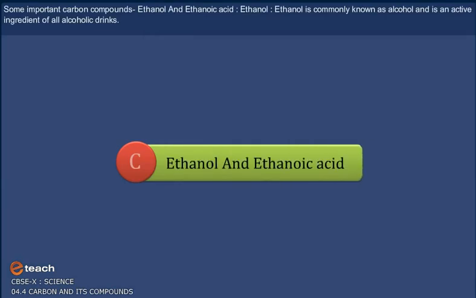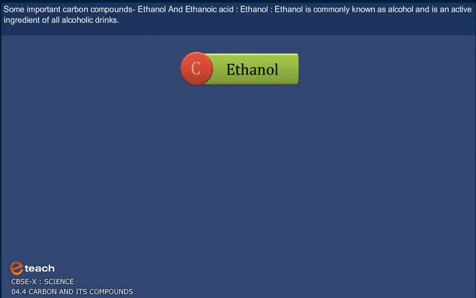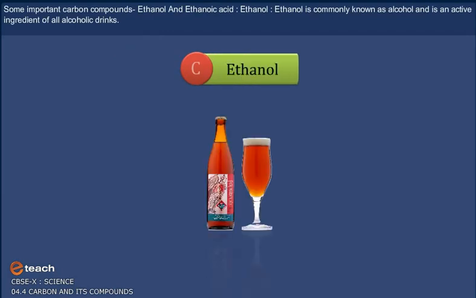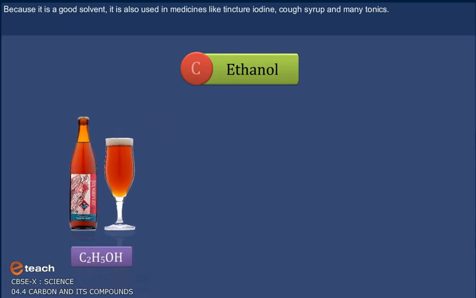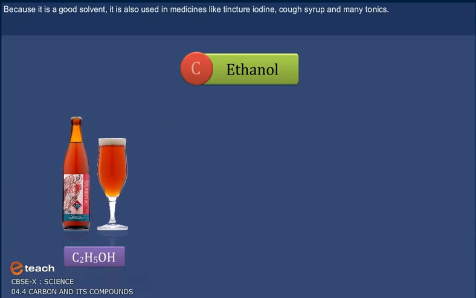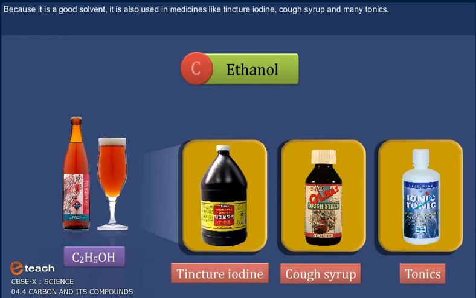Some important carbon compounds: ethanol and ethanoic acid. Ethanol. Ethanol is commonly called alcohol and is the active ingredient of all alcoholic drinks. Its formula is C2H5OH. Because it is a good solvent, it is also used in medicines like tincture iodine, cough syrup, and many other tonics.